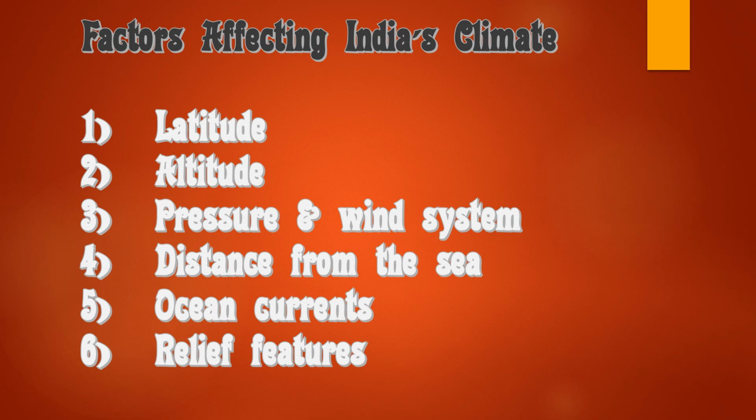So first latitude, then second altitude, third pressure and wind system, then fourth distance from the sea, ocean currents and relief feature. So I will start from relief feature. First of all we'll begin with relief feature because the other points we are going to talk about in detail. So first we'll begin with relief features.